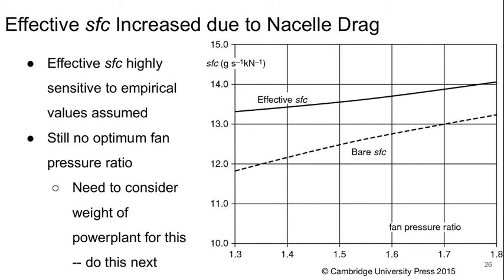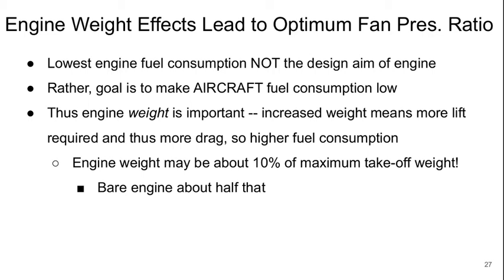If we want to get to that, we're going to have to include the weight of the power plant, and we'll do this next. The weight of the engine will lead us to having an optimum fan pressure ratio. The lowest engine-specific fuel consumption is not the aim of designing a jet engine. The goal is to make the aircraft's fuel consumption as low as possible. So we cannot neglect the weight of the engine. Increasing the engine weight means more lift needed, and therefore more drag, and therefore higher fuel consumption.